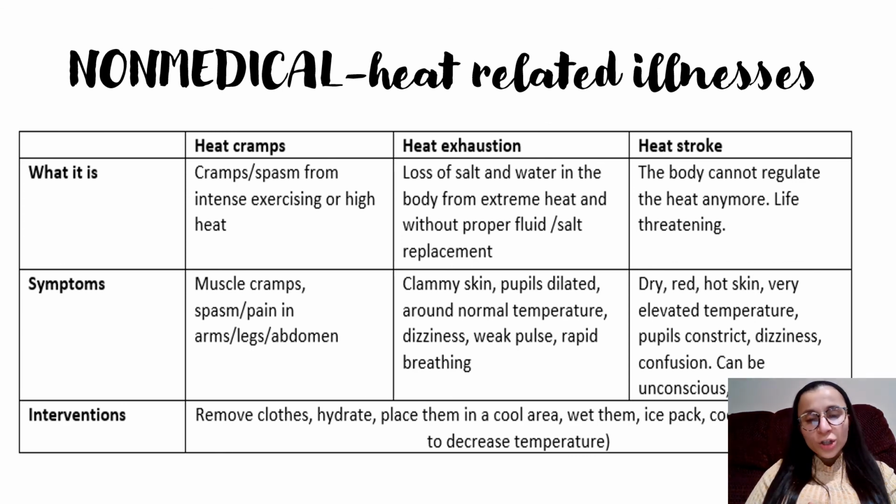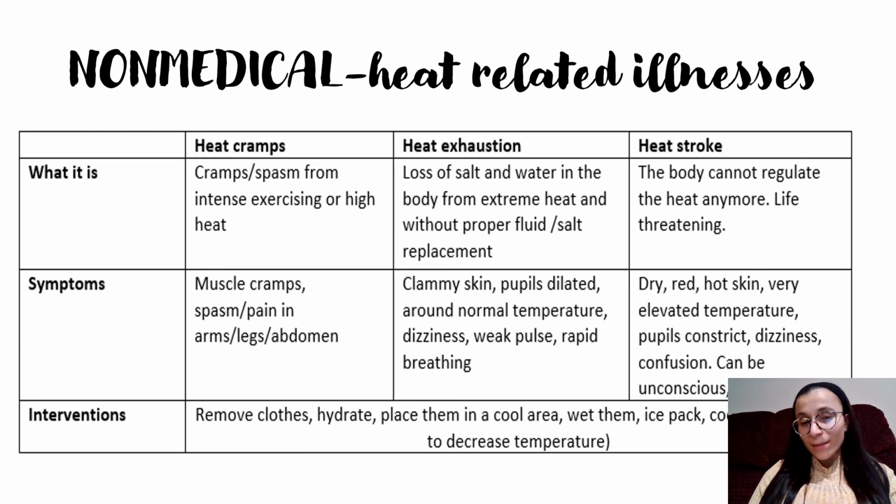Okay, so I made a chart going through the heat-related illnesses. There's heat cramps, heat exhaustion, and heat stroke, and it goes in that order of best to worst. Heat cramps are basically cramps from intense exercise or really high heat. Heat exhaustion is when you lose water and salt from the body from extreme heat without properly giving yourself some water or replacement. Number 3 is heat stroke, when the body cannot tolerate the heat anymore, and it's actually life-threatening.